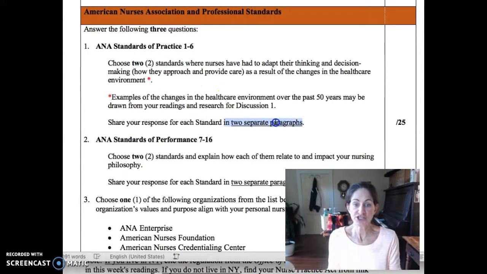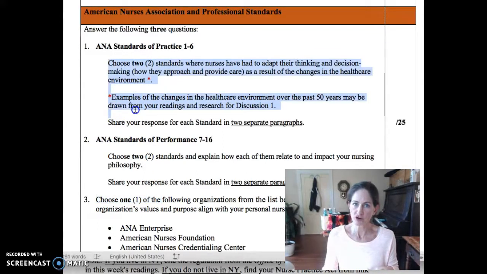Now, separate each of the standards into 2 paragraphs. You can do paragraphs, you can't do 2 level 2 headings. So what I would suggest is level 2 headings for each of these 3 questions. Might be best just to do 2 paragraphs for this content. So this ANA section will have 3 level 2 headings.